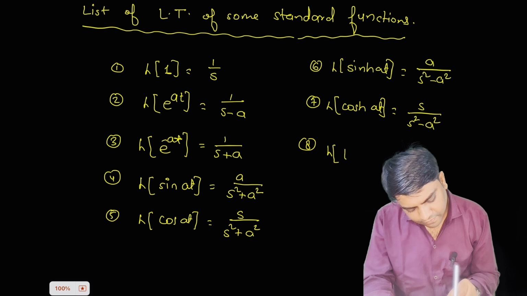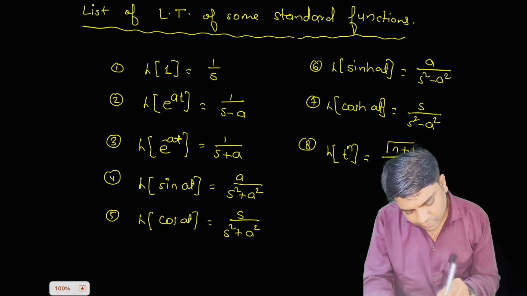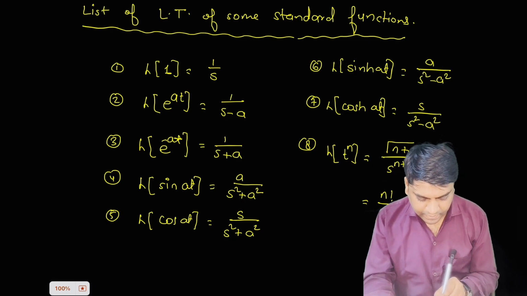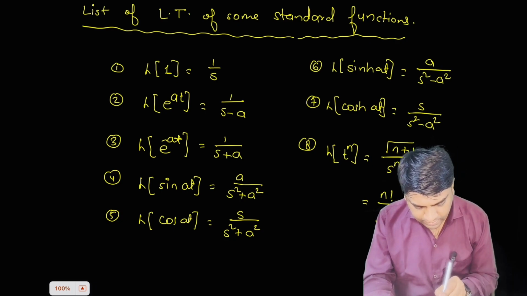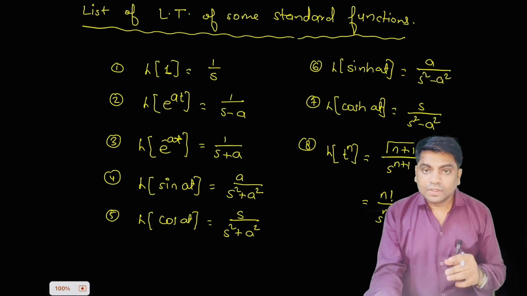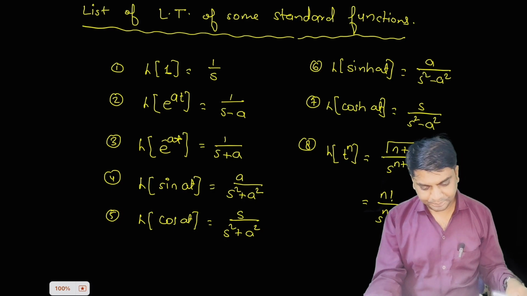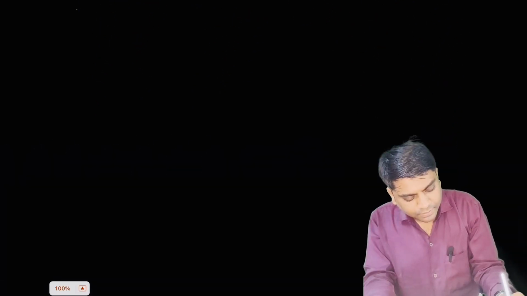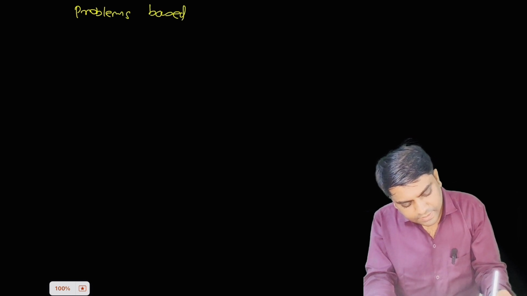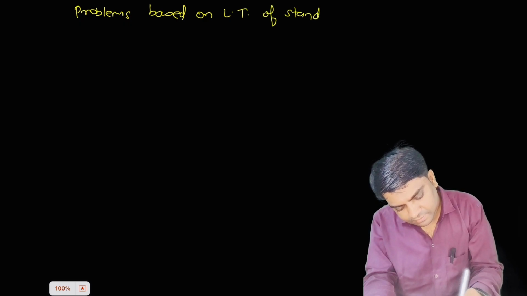Eighth one, Laplace transform of t raised to n, which is equal to gamma of n plus 1 upon s raised to n plus 1, and this can be written as n factorial upon s raised to n plus 1 if n is a positive integer. So these are the list of the formulas which we have proved, and now we are going to use these formulas directly to solve the problems based on Laplace transform of standard functions.